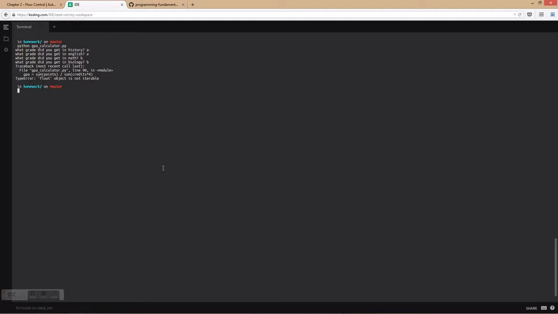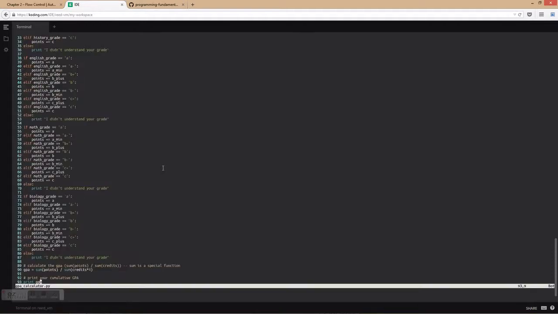Oh, we tried to do something bad. So the float object is not iterable. Yeah, okay. So we actually don't need to sum the points because we're going to learn about this next time, about lists. Neither of these are lists. So the points, that's already summed. We already added all of that up. That's already a sum of all of our points.